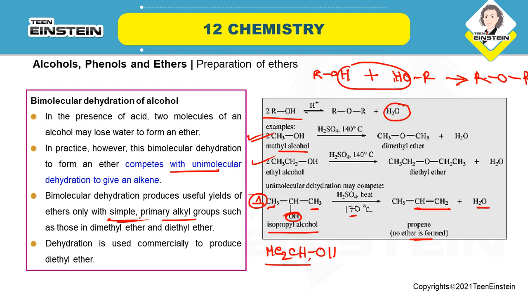And one important application is that by this bimolecular dehydration you can make diethyl ether commercially. So basically it is this reaction, diethyl ether you can make starting from two molecules of ethyl alcohol, and this is a commercial method for production of diethyl ether. That means large scale production is possible by using this bimolecular dehydration method of alcohol. So here you have to start from two molecules of ethyl alcohol in presence of H2SO4 and 140 degree centigrade. Okay.